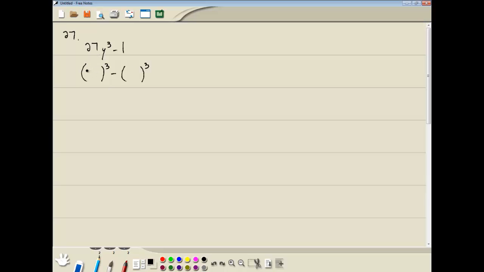Okay, and we're going to ask ourselves what times itself 3 times gives us each piece. 3 times 3 times 3 gives us 27. Y times y times y gives us y to the third. And 1 times 1 times 1 gives us 1. So we were able to write it as something to the third power minus something else to the third power. Now what's inside our first set of parentheses, we label as F for first. What's in our last set of parentheses is L for last. This is the formula for the difference of 2 cubes. So we got F minus L times F squared plus FL plus L squared.